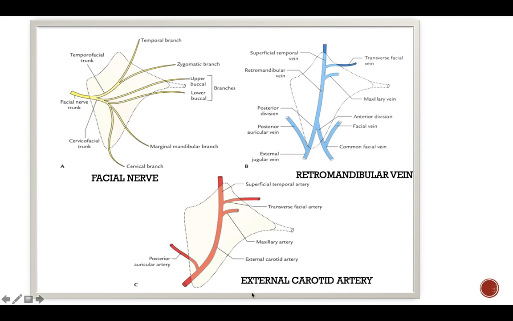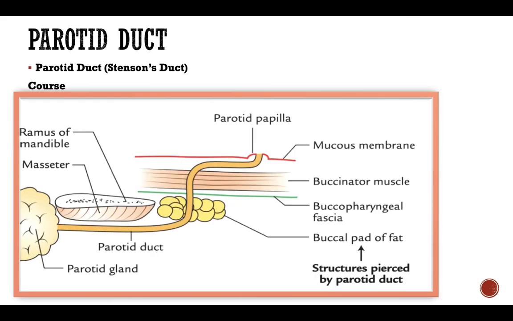Now when it comes to the external carotid artery, it has similar branches, nothing much. We have the posterior auricular artery, the maxillary artery, the transverse facial artery and the superficial temporal artery. So the three structures which pierce the parotid gland are the facial nerve, the retromandibular vein and the external carotid artery. Just mark it up in your books.